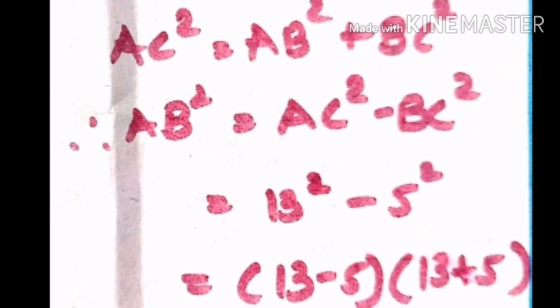AB square, you have to make AB square the subject. So AC square minus BC square, and then substituting values, 13 square minus 5 square. Student, this is the best way if you find the factors like A square minus B square type and get your answer. Otherwise, sometimes it is a very big value and it will be difficult for you to get the square root, and it is time taking also.